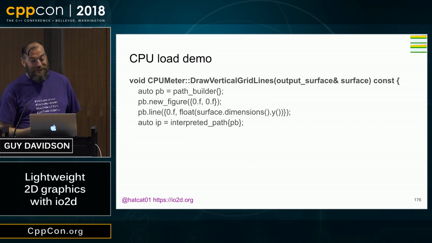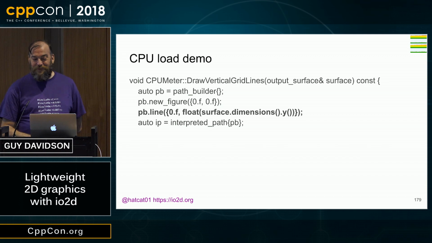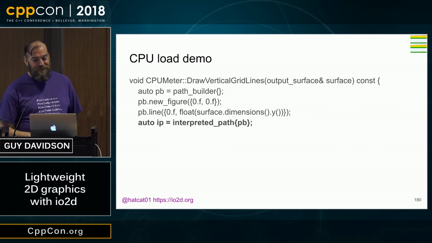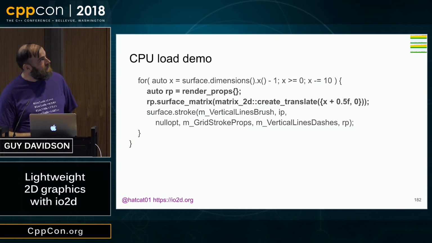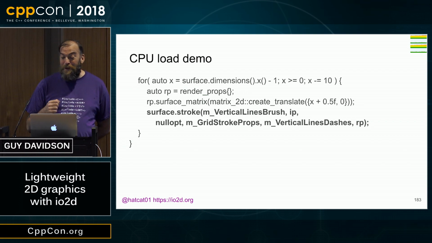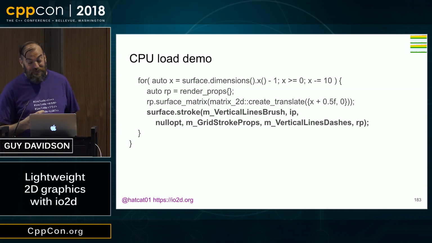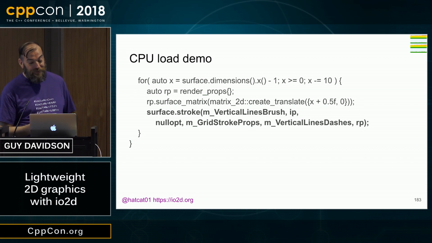So drawing the vertical grid lines, I would hope, is reminiscent of the life example. We create a new path, start a new figure, draw vertical lines and match the dimensions of the surface, then create an interpreted path from it. And then at 10 pixel intervals along the x-axis, we translate it to the correct offset and stroke it. And let's look at this stroke call. 3 of the parameters are member data. They're default initialized, so there is just a single reusable instantiation. We just create it once. And the same is true of the background as well. mBackground fill is a brush in Alice Blue created in the constructor.